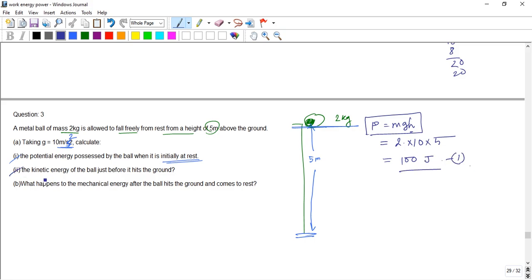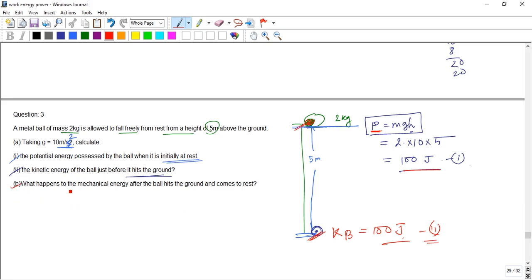Part 2, the kinetic energy of the ball just before it hits the ground. That's the key point. In the previous numerical we discussed that the kinetic energy at the bottom is equal to the potential energy at the top. The potential energy at the top is 100 joule, so the kinetic energy at the bottom is also 100 joule, from the principle of conservation of energy.